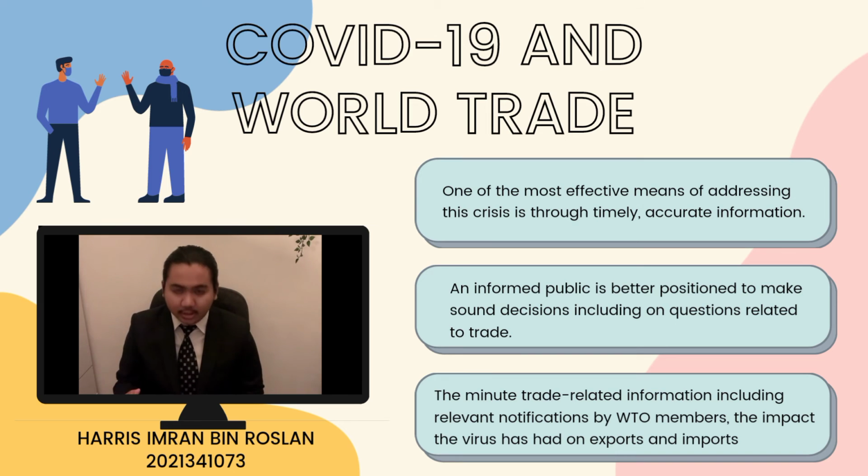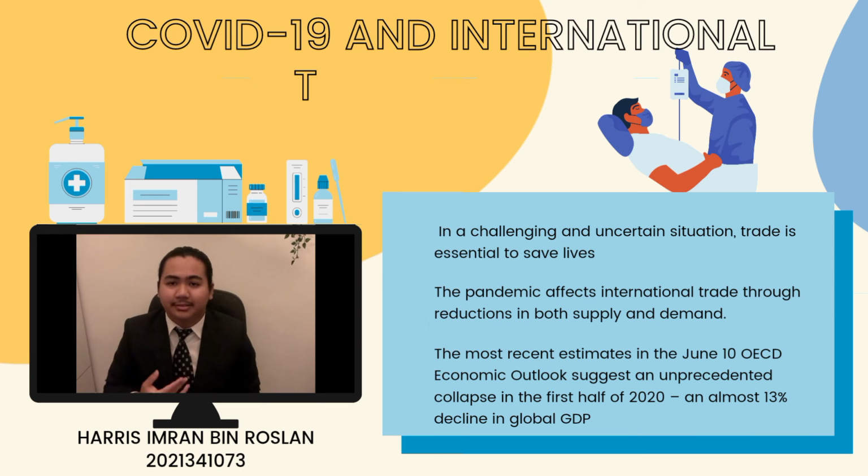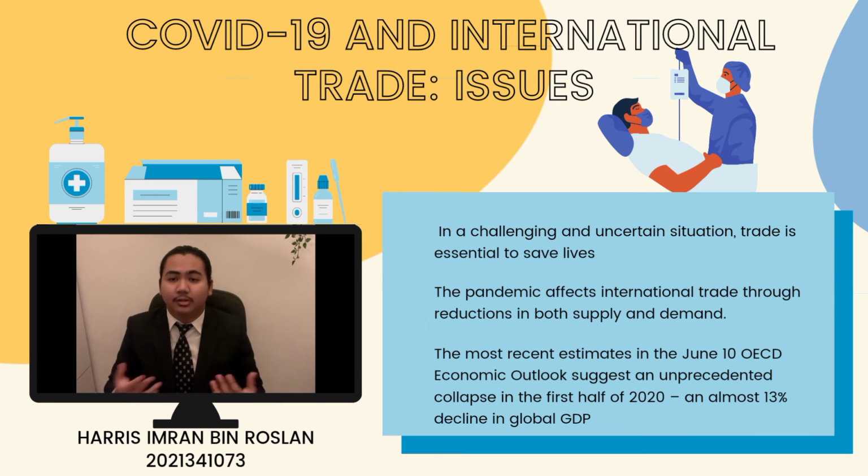A lack of timely information makes it difficult to take informed decisions and could lead to suboptimal or counterproductive policy measures. Given the nature of international trade, no single World Trade Organization member has complete information about world trade within its jurisdiction. Therefore, it is necessary to depend on sharing information with other members. Data sharing is a public good. In a challenging and uncertain situation, trade is essential to save lives. On top of that, it is important to keep trade flowing, both to ensure the supply of essential products and to send a signal of confidence for the global economy.